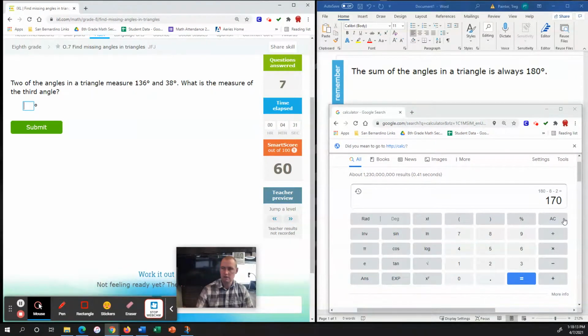All right. Clear off the calculator. Two of the angles in a triangle measure 136 degrees and 38 degrees. What's the measure of the third angle? All right, so 180 degrees minus 136 minus 38. It's going to leave us with just a very small amount of 6 degrees. So it's a very small angle.